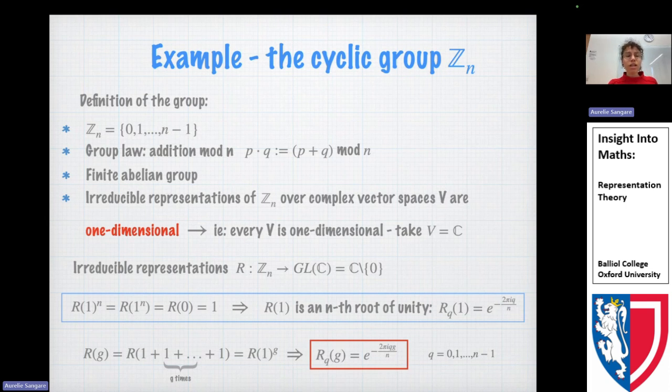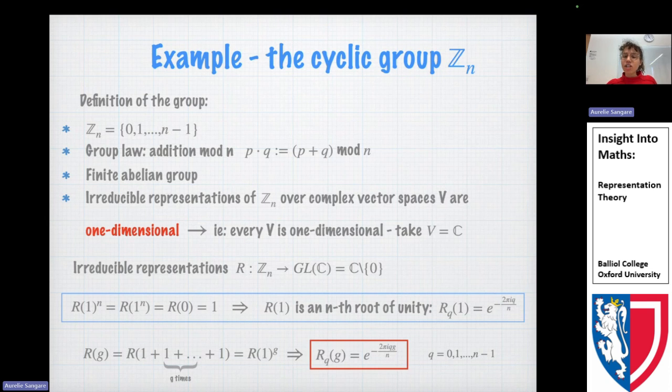So what we found is that R of 1 to the exponent n is equal to 1. And this just means that R of 1 is an nth root of unity. An nth root of unity is just a number such that if we take it to the power n, then we get 1. And there are n nth roots of unity for any n equals 1, 2, 3, etc. And because there are n nth roots of unity, we will label each nth root of unity, so each solution to the equation R of 1 to the exponent n is equal to 1, by some number q, which goes from 0 to n minus 1, so that there are indeed n nth roots of unity.